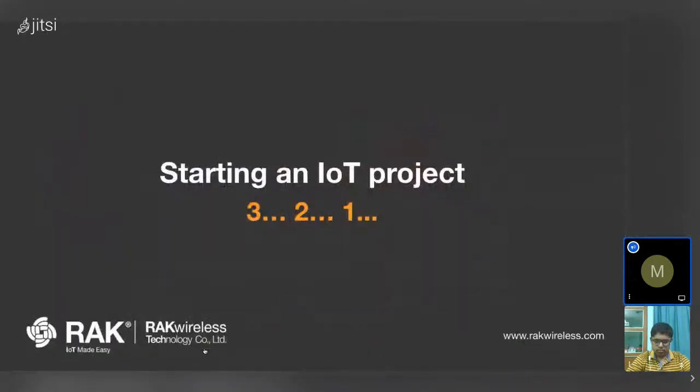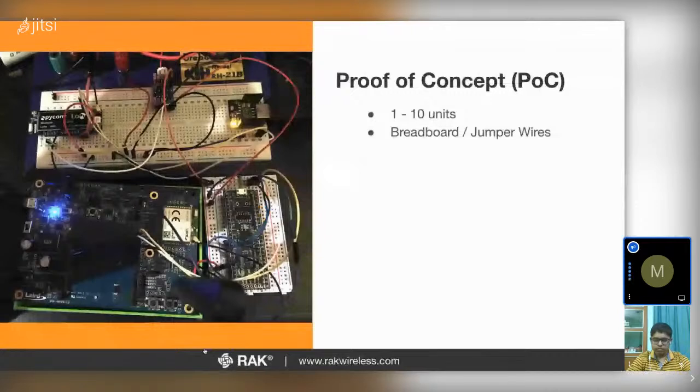So if we jump to how to start an IoT project, we have to cover different stages to be able to deploy it and have something that is able to be in the field for years, right? To start, basically, we need a proof of concept. And what is a proof of concept?